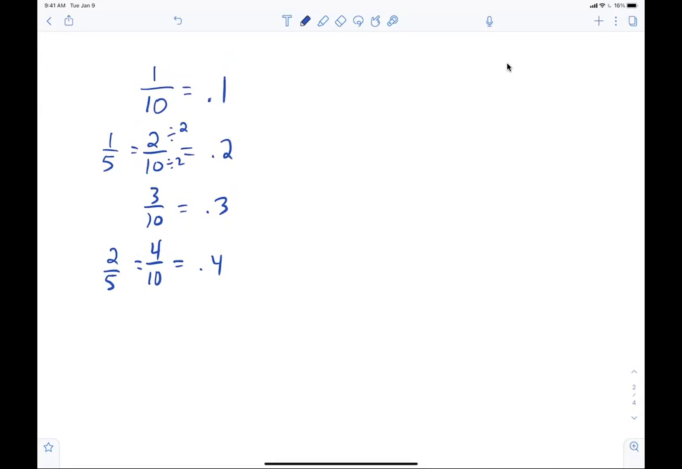So if I said to you 4/5, everybody should be able to look at that and say, what is that decimal? Say it. 0.8. Now, how do we know it was 0.8? Because 4/5 can be converted to 8/10, and we know when we divide by 10, it's just that decimal, 0.8. All right. These are the things you should know.